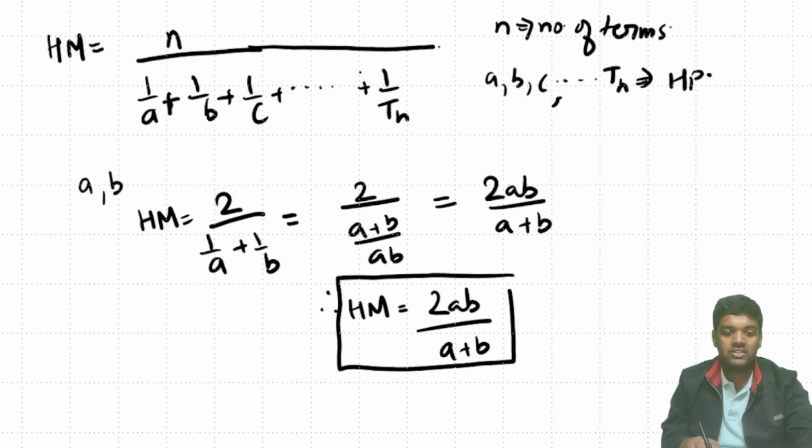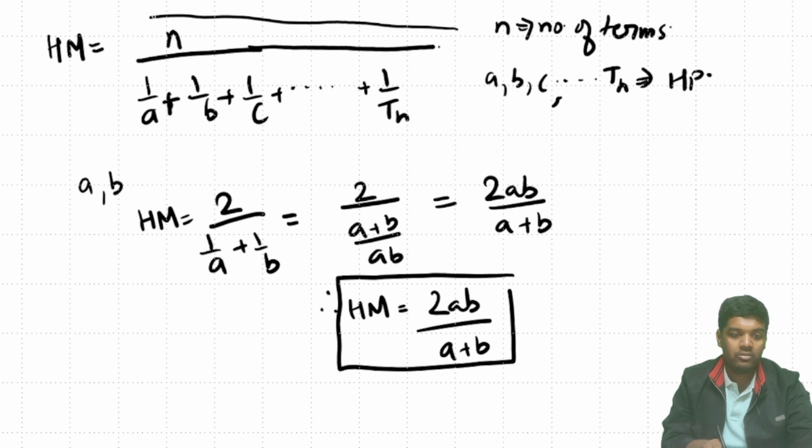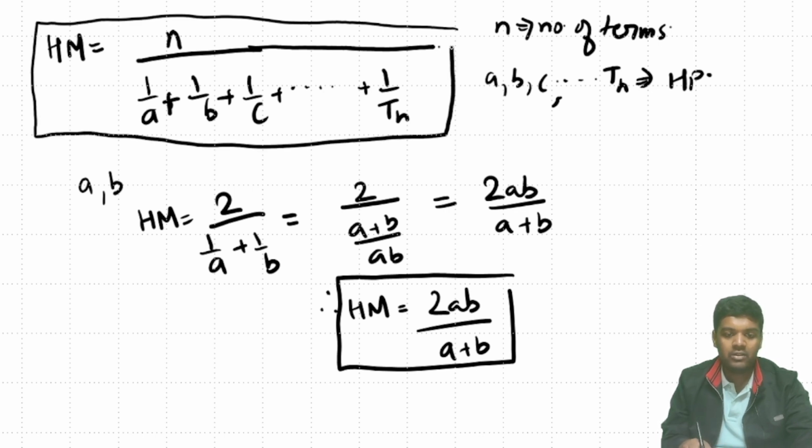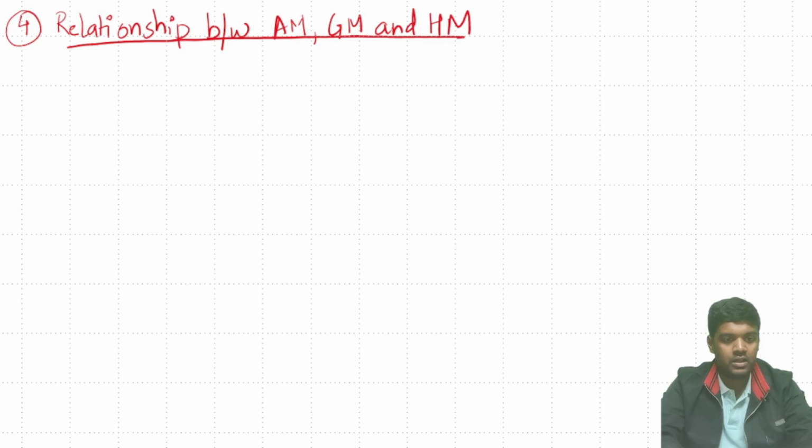Right? This is my generic formula, the first big formula. आपको दो टर्म्स दिया हुआ है, तीन टर्म्स दिया हुआ है, जितना n number of terms दिया हुआ है, you can construct your HM का formula. Right? Let's move on to the next topic.